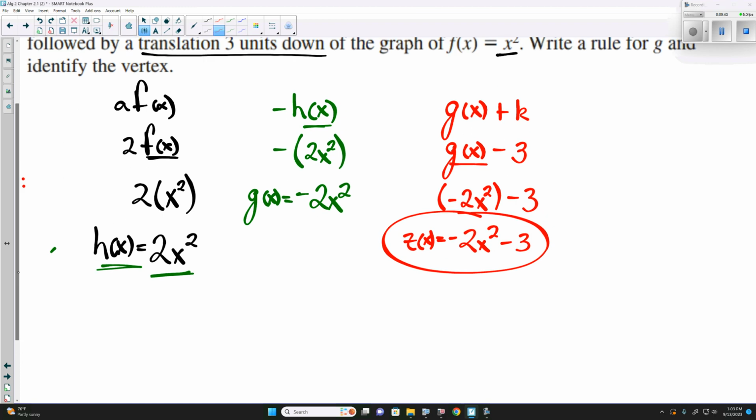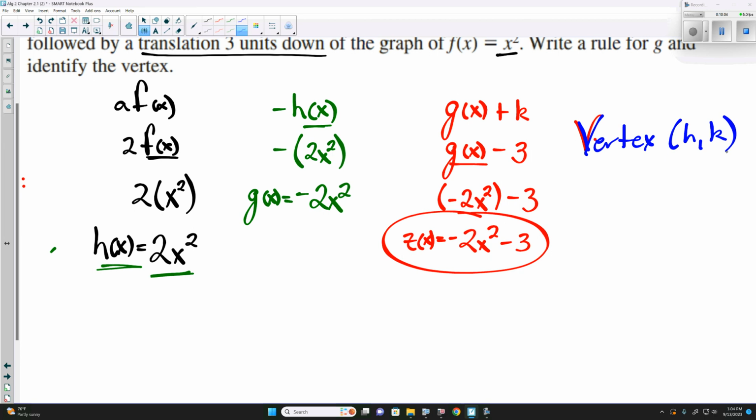Questions on this here? Now the other part to this was to identify the vertex. Vertex is our point h comma k. And the vertex is the biggest or smallest point. It's one of those two.